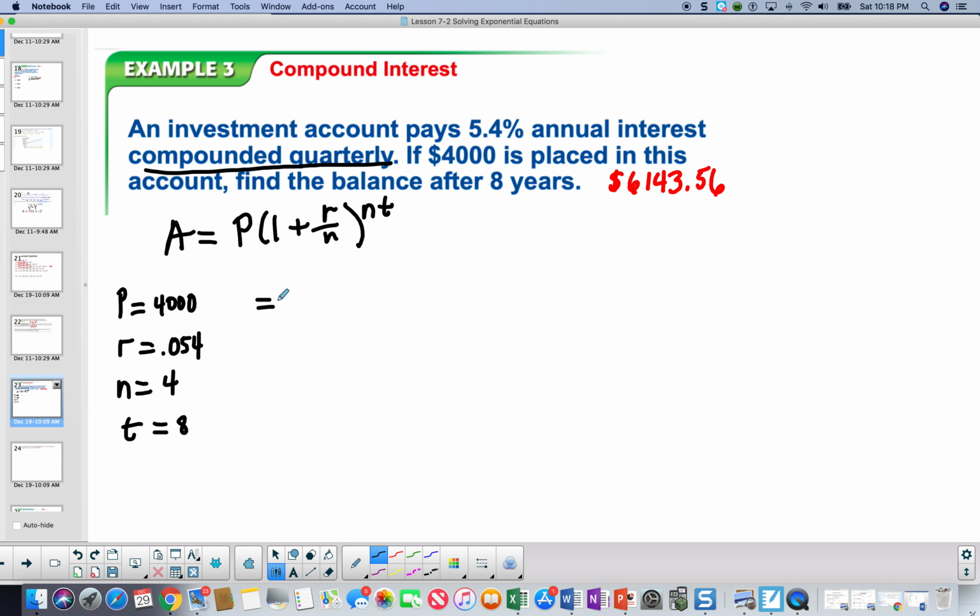So let's go ahead and put our numbers in. So it's 4,000 times 1 plus 0.054 divided by 4, and then we're going to take 4 and multiply it by the number of years, and the number of years is 8. And you can see it's going to be 32 times that it gets compounded. And when you multiply this out on your calculator, you're going to get this number right here.